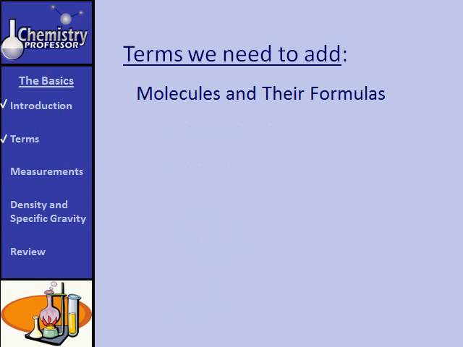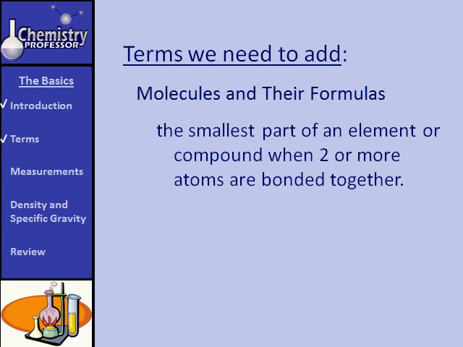Molecules and their formulas. What are molecules and their formulas? Well, a molecule is the smallest part of an element or a compound when two or more atoms are bonded together. Now, folks, are you surprised that I put element in here? A molecule can be the smallest part of an element. It can be the smallest part of the element that occurs naturally.